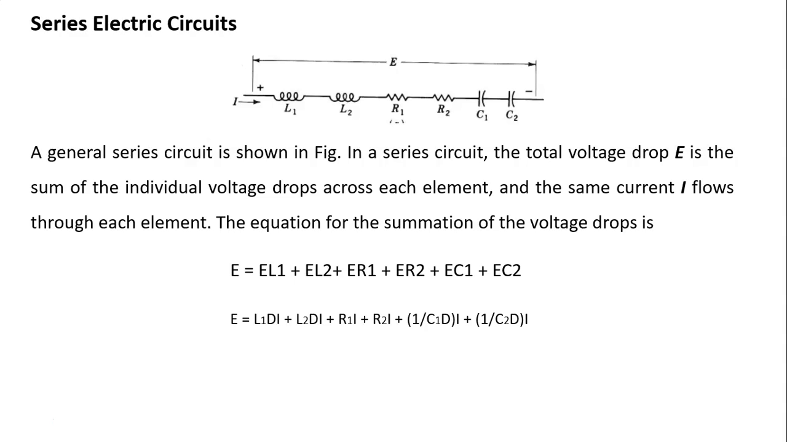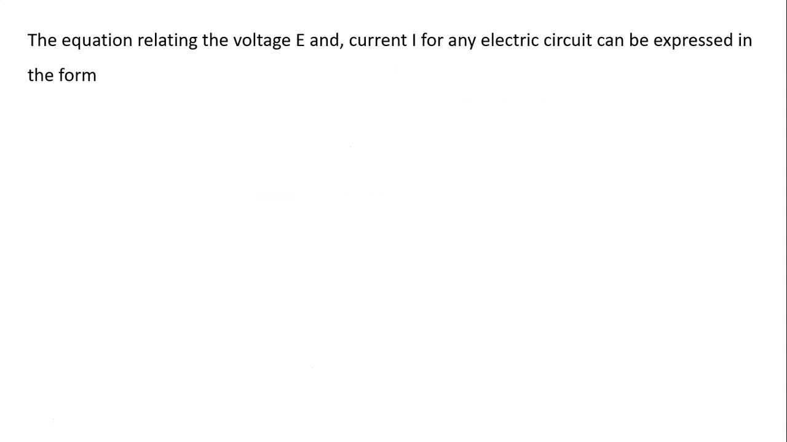Now, taking current I common from this equation, we are getting E is equal to L1D plus L2D plus R1 plus R2 plus 1 upon C1D plus 1 upon C2D into I. Therefore, we can represent this equation in the form, that is the equation relating the voltage E and current I for any electric circuit can be expressed in the form E is equal to ZI.